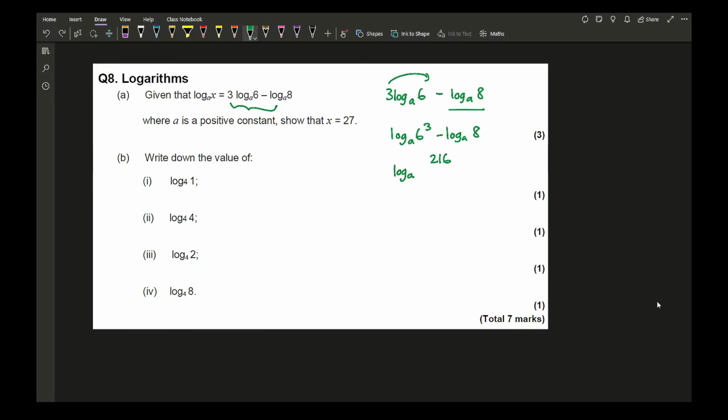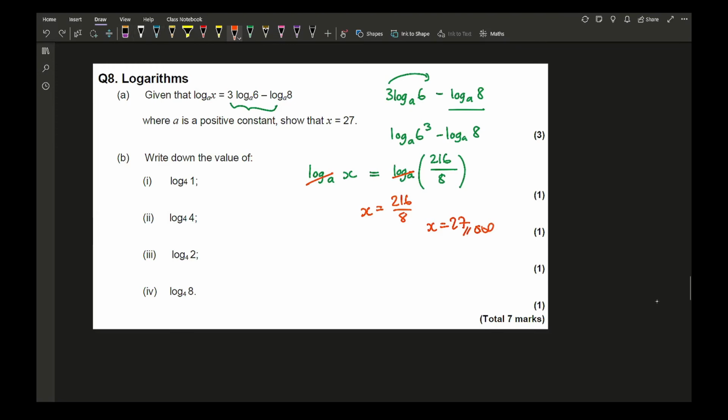Let me just double check to make sure that it is. And then underneath that, I've got divided by 8. And that all equals log a x. So from this, now that I've got single logarithms, I can cross them off. So x equals 216 divided by 8, which gives me an answer of 27. I needed to show that it is.